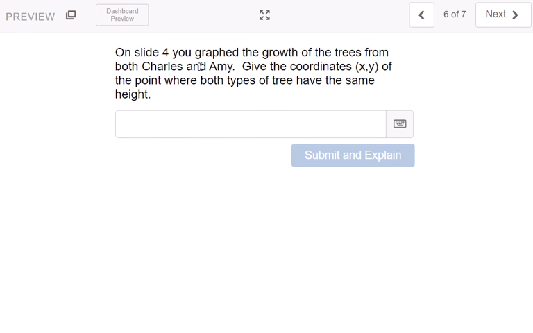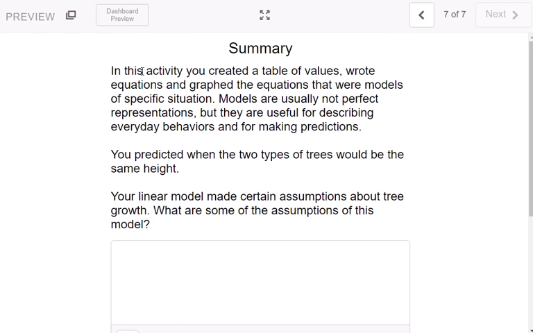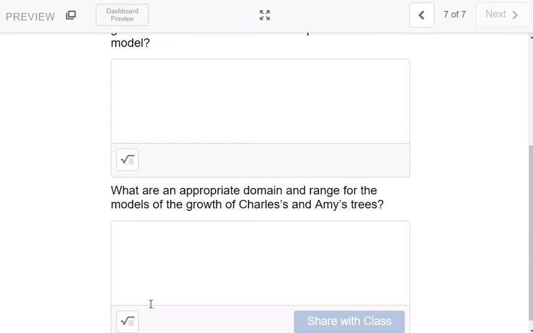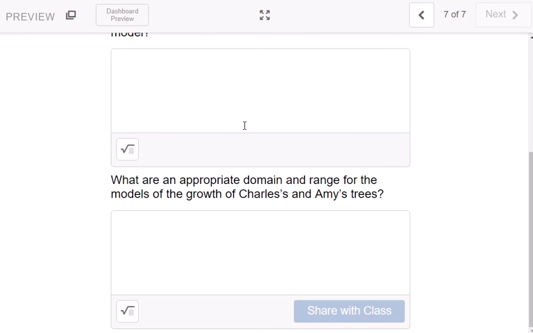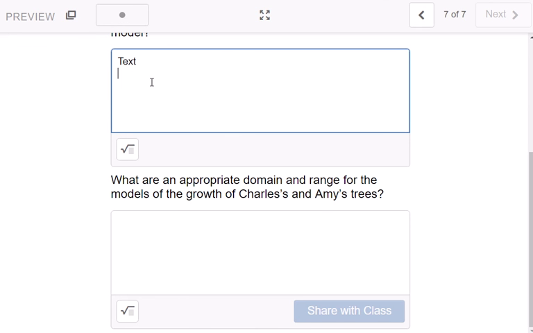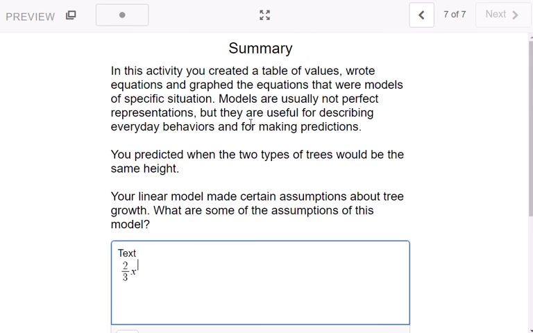Next. On slide 4, you graphed the growth of the trees from both Charles and Amy. Give the coordinate xy of the point where both types of trees have the same height. And then finally summary. And this activity, you can read this and answer this. So that's the big thing. Just make sure you scroll down and you're entering things. If at any point you do need to type math, you can hit math input, and you can do both. This is just plain old text, but if you want to include math anywhere, you just hit this, and now I'm in math mode and I can do 2/3 x. So you can move between both text and math on any one of these input boxes.